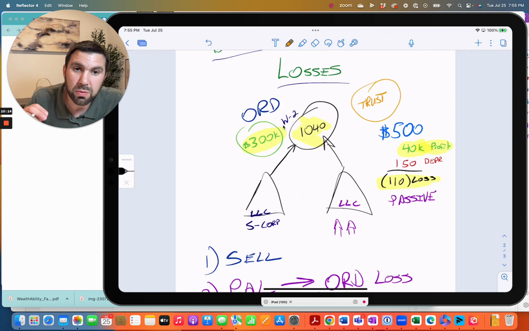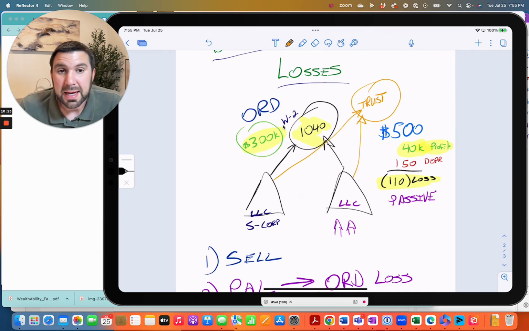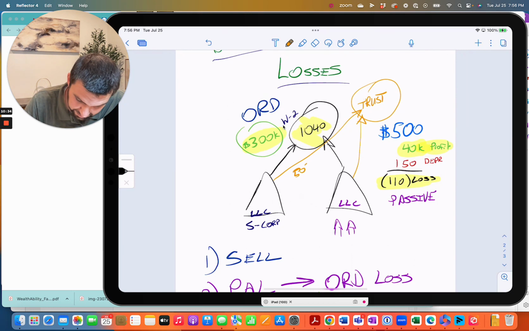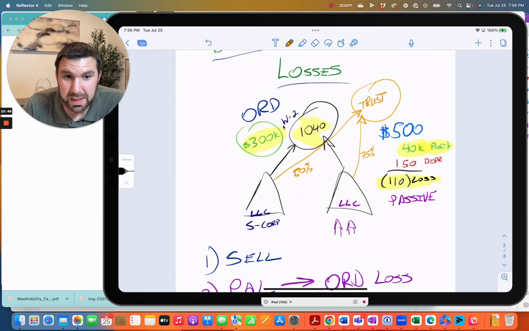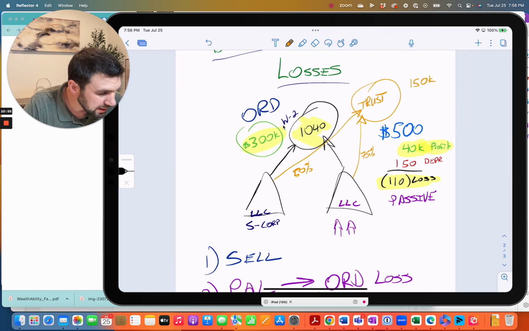And what you do is you shift some of the ownership percentages of the S corporation into the trust, and some of the ownership of the family management company owning the property into this trust. So in this example, let's just say we're going to shift 50% of the income from the S corp into the trust, and let's do 75% of the income or loss from the LLC into the trust. So those numbers are pretty easy. We've got $150,000 in income, and we've got 110.